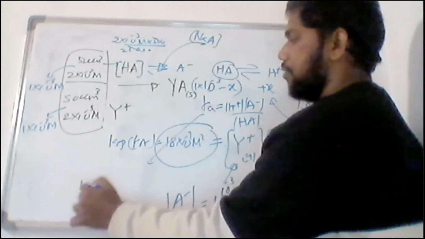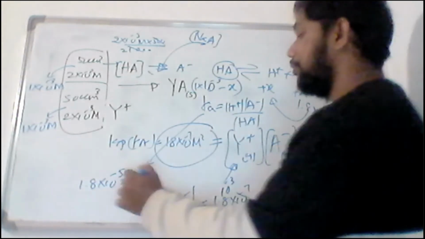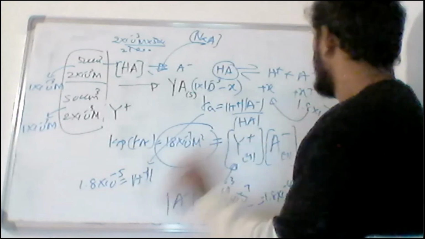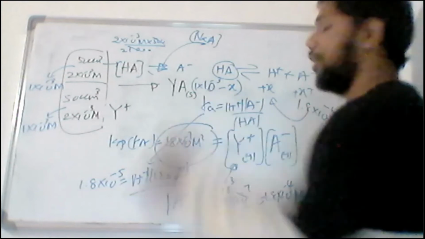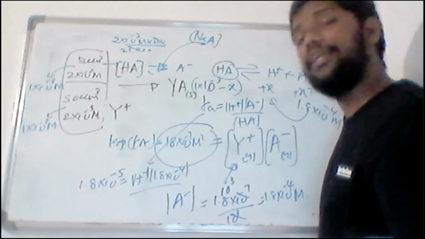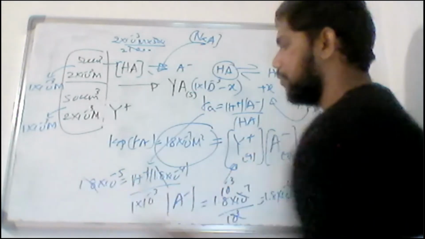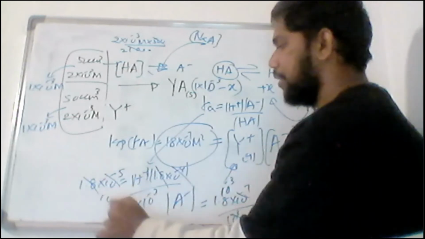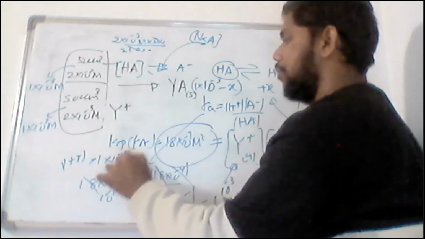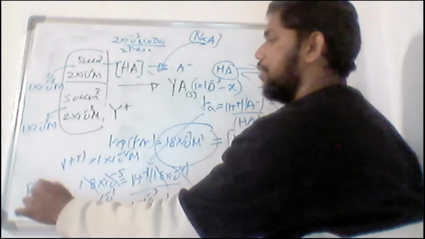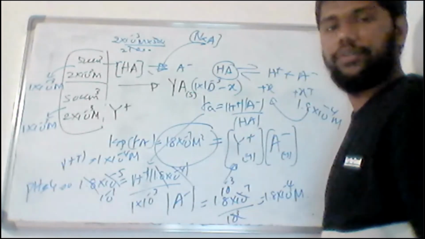So Ka is 1.8 into 10 to the power minus 5. H plus you don't know, you need to find it. A minus is 1.8 into 10 to the power minus 4. HA is 1 into 10 to the power minus 3 minus x. So we can neglect x. So this will be minus 3, 1 into. So you can cut 1.8, 1.8. And there will be minus 1 here. And H plus concentration will be 1 into 10 to the power minus 4 M, where your pH then will be 4.00. Okay. So this is the calculation for this.